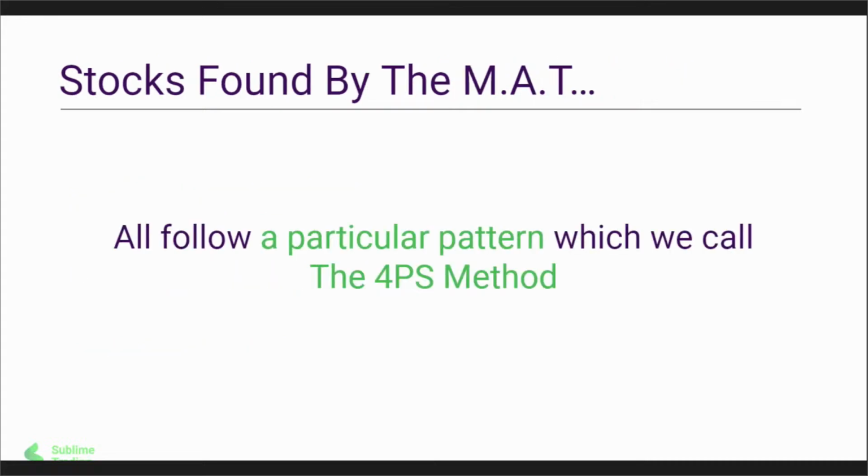Now, stocks found by the MAT, the Market Advantage Toolkit, all follow a particular pattern, which we call the 4PS method. Now, over the years, there have been many, many different ways of counting waves in the market. You've got Elliott waves, for example. You've got Fibonacci extension. You've got Ichimoku clouds. You've got various methods and philosophies that people have created and used to count waves in the market. I always found those systems to be very, very subjective and they always missed out on the complete trend. So I developed something called the 4PS method.